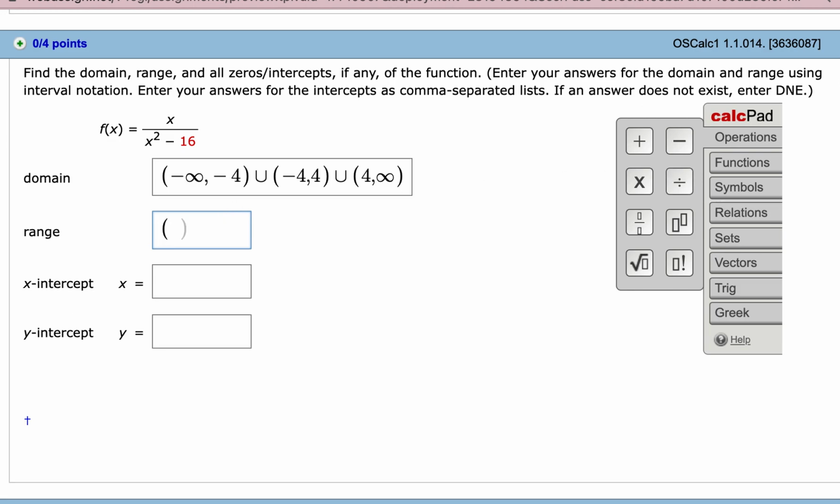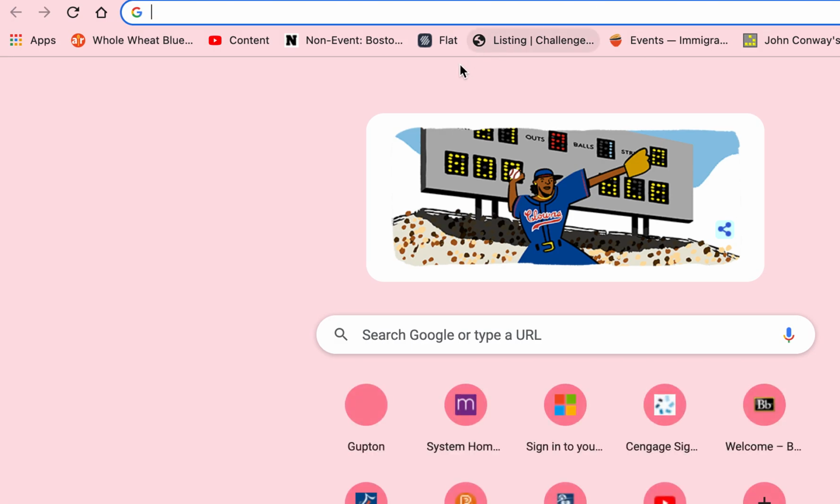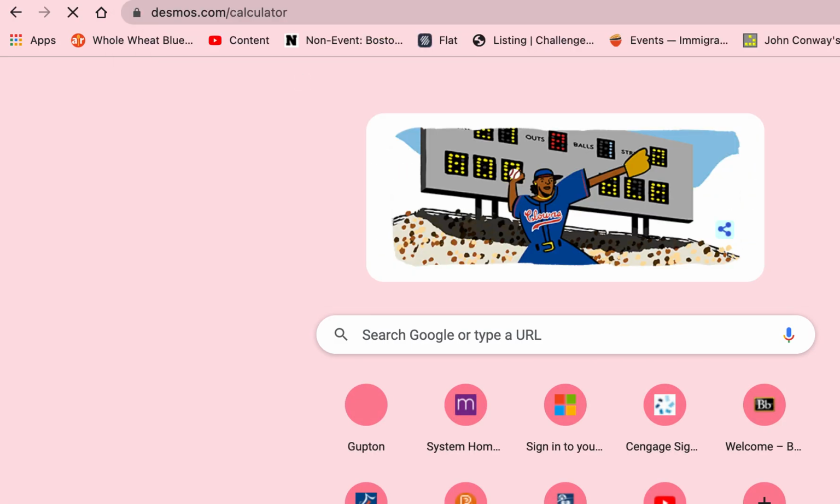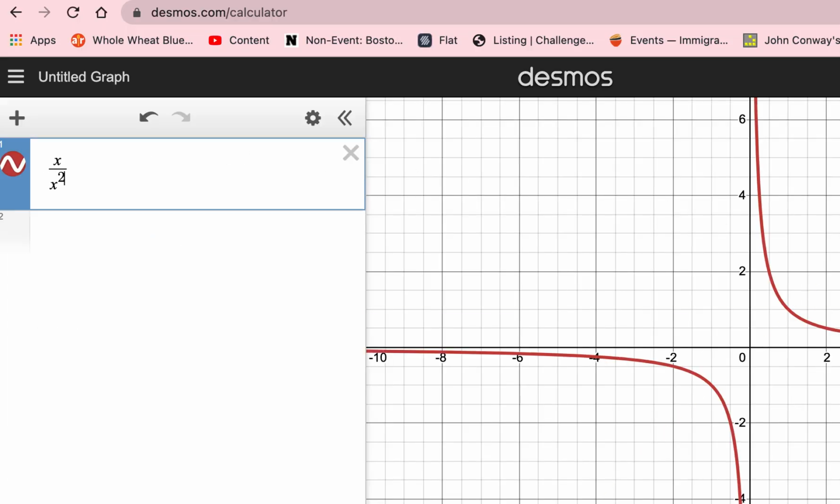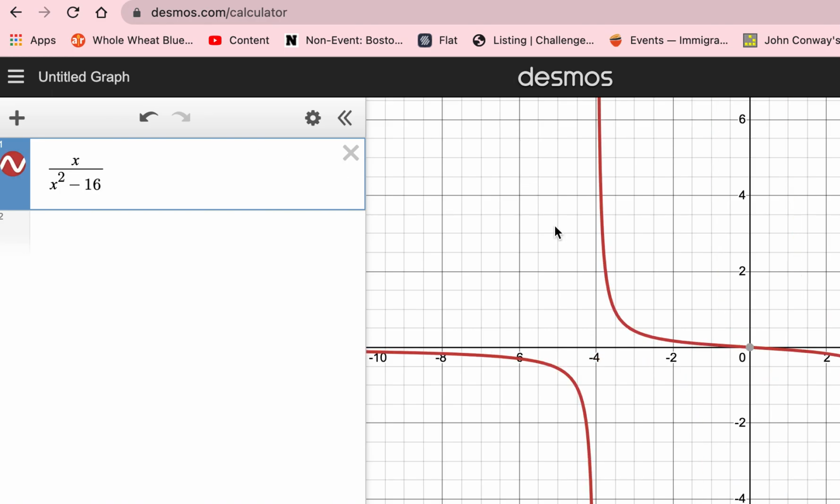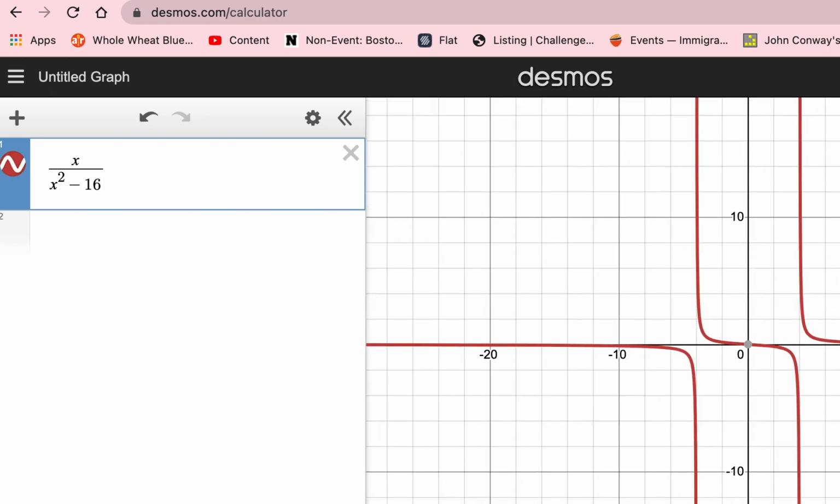And we can check that with Desmos. Actually, what about x equals 0? At y equals 0? Because there's a horizontal asymptote at y equals 0. x over x minus... No, yeah, but we can get y equals 0. So it is negative infinity to positive infinity.